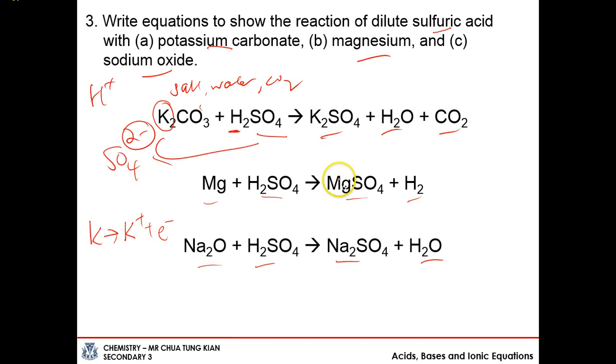Mg is from group 2, so it loses 2 electrons to give Mg2 plus. So we just need 1 Mg2 plus to balance the SO4 2 minus over here. Na, as usual, is the same. It is from group 1, so we get Na plus. So in order for sodium sulfate to be charge neutral, we need 2 Na plus to balance away the 2 minus from the sulfate ion.